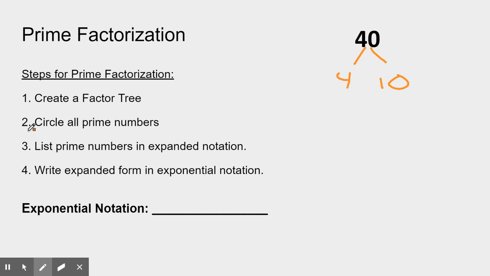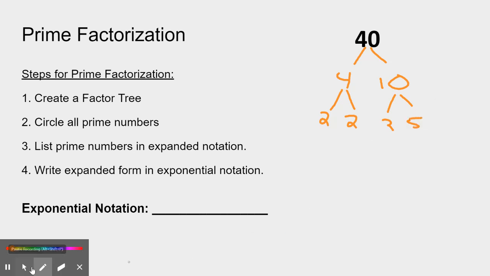Now, the next step is going to be circle any prime numbers. Well, ask yourself, do I have any prime numbers here? The answer is no. So I need to keep going with my branches. So two numbers when I multiply that give me 4 are 2 and 2. And then two numbers when I multiply by 10 are 2 and 5.